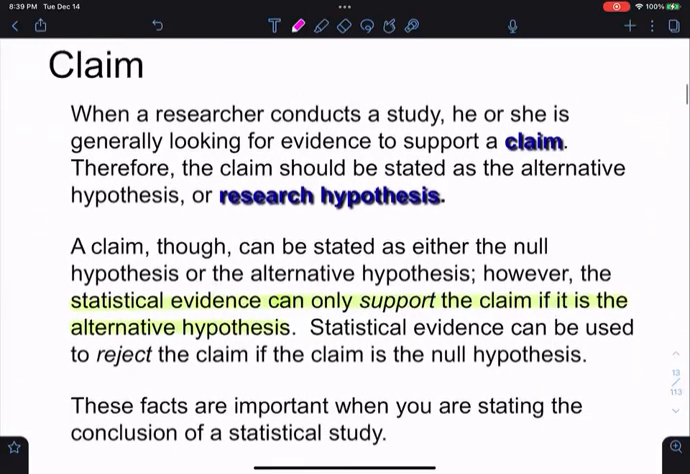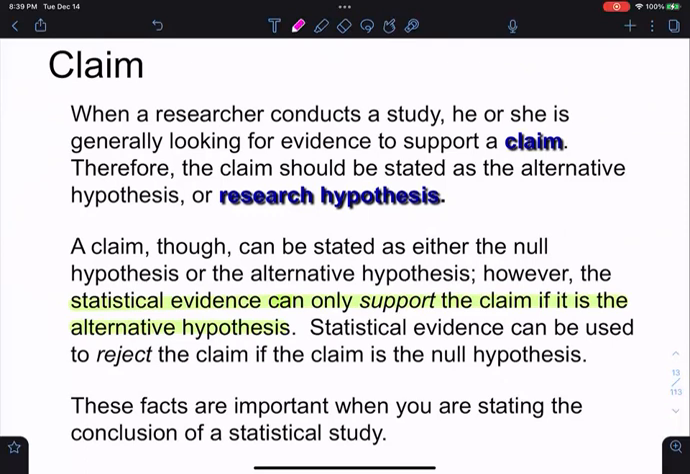Sometimes they say when a researcher conducts a study, he or she is generally looking for evidence to support a claim. Therefore, the claim should be stated as an alternative hypothesis or research hypothesis. A claim, though, can be stated as either the null hypothesis or the alternative hypothesis. However, the statistical evidence can only support the claim if it is in the alternative hypothesis. So don't forget that. Statistical evidence can be used to reject the claim if the claim is in the null. Okay, so that's what they're saying here.